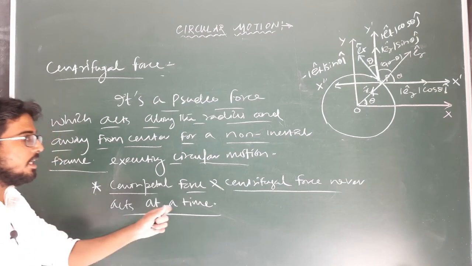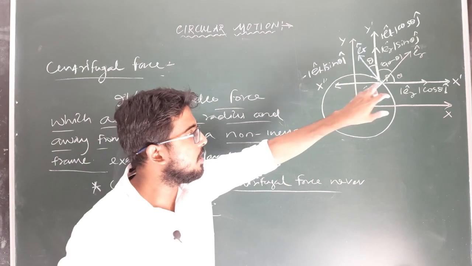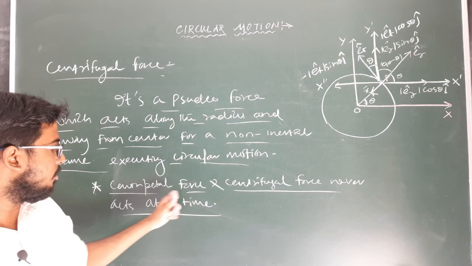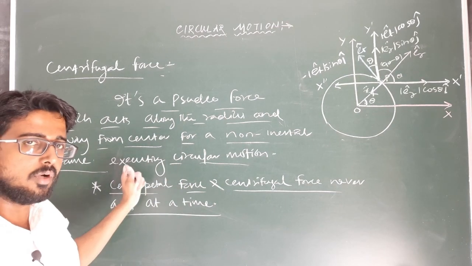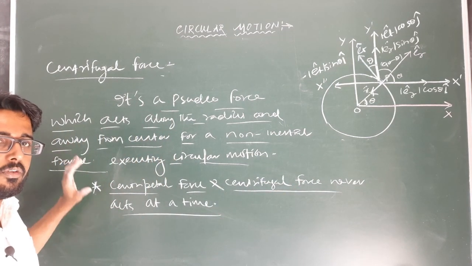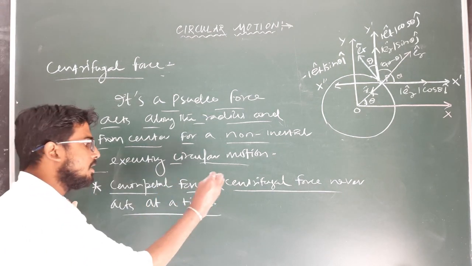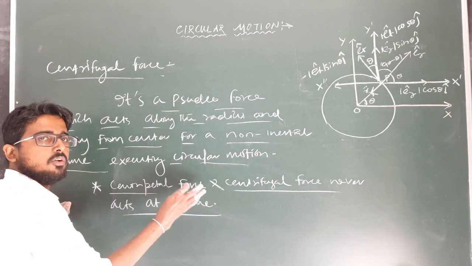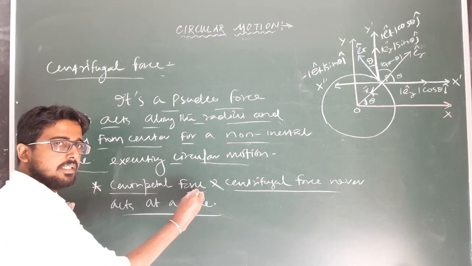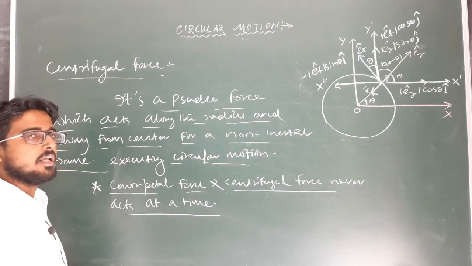Why? Because a single observer can't be present at both places at a time. If the same observer is placed in the non-inertial frame, then the observer can't be placed in an inertial frame. So centripetal force is the force which is responsible for the circular motion in an inertial frame, and centrifugal force is the force which is responsible for the circular motion in a non-inertial frame. But these two forces never act at a time, because a single person can't observe the motion from two different frames of reference at a time. That's why if centripetal force is present, then centrifugal force is absent. If centrifugal force is present, then centripetal force is absent.